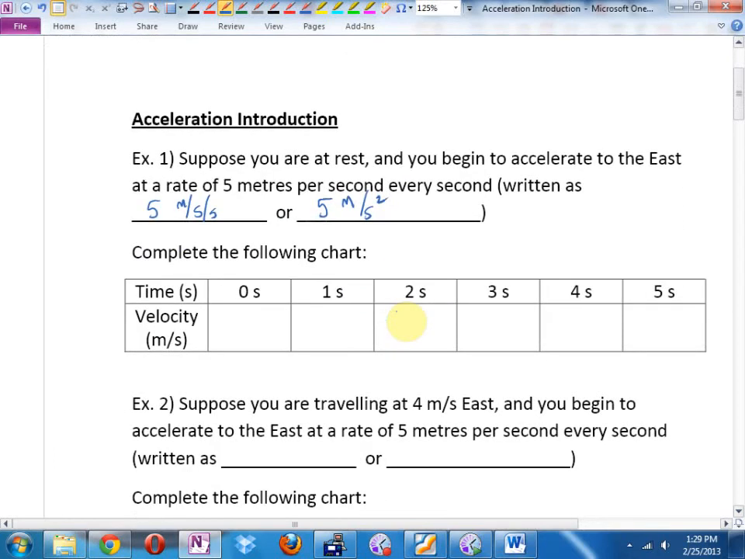So I wrote here, complete the following chart. This is a time velocity chart. And at time 0, how fast are you traveling? There's a key word that we're going to underline here. That word right there. How fast are we traveling to start out with? 0.